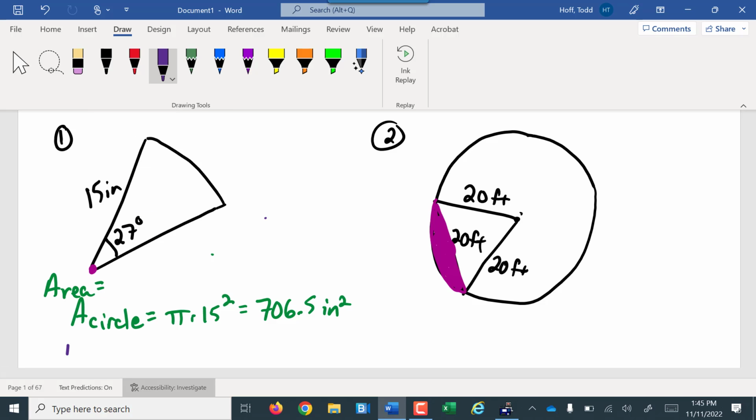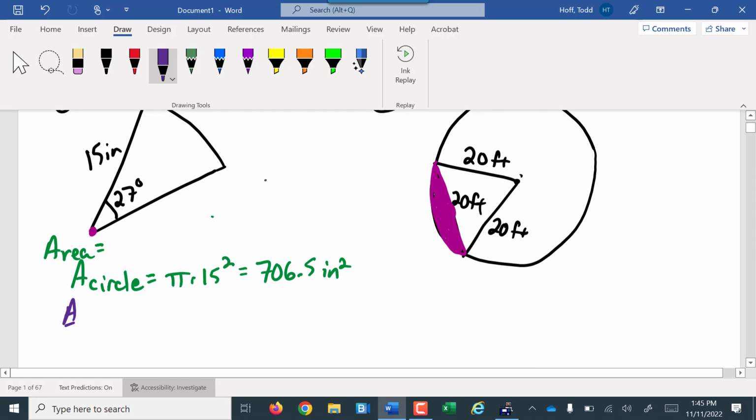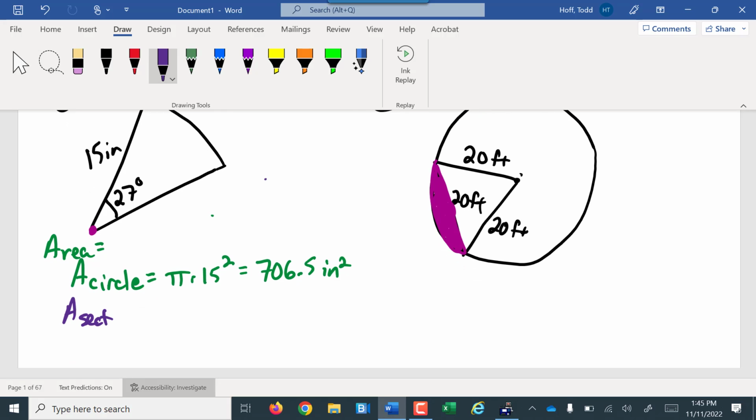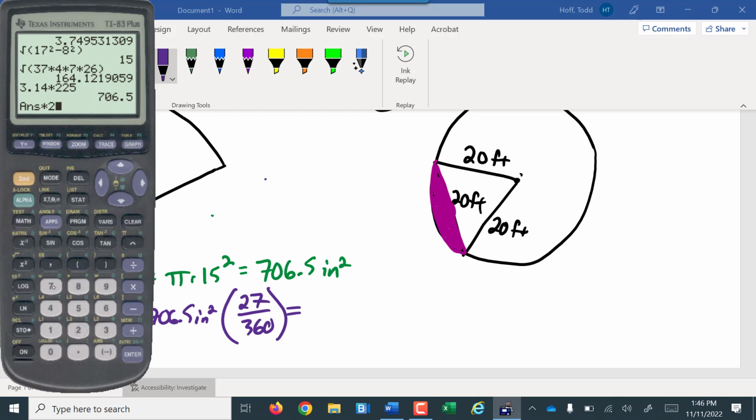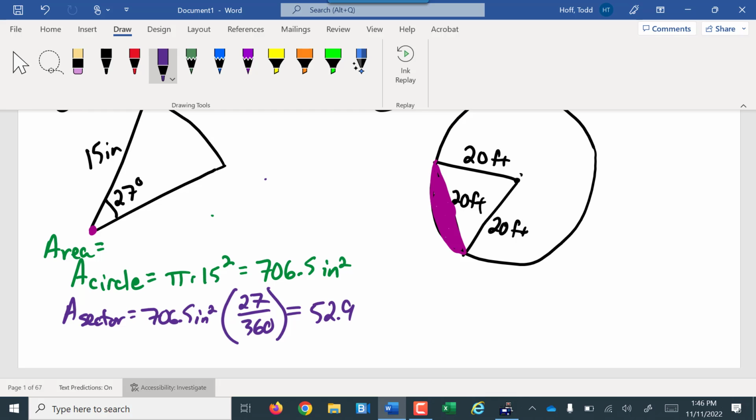So then for the sector, there you go. So just times 27 divided by 360. 52.99 square inches.